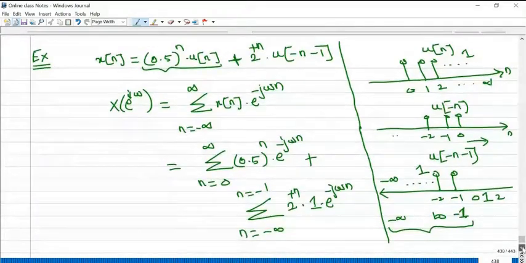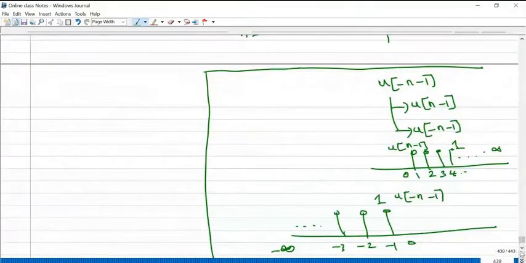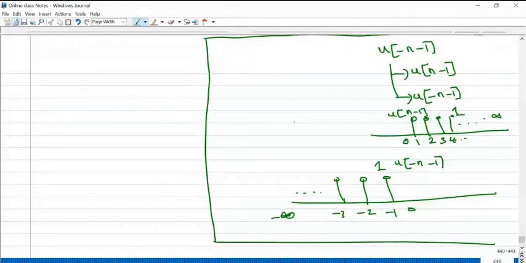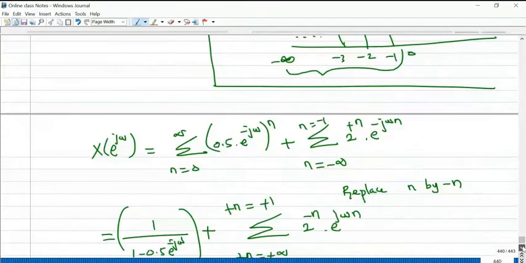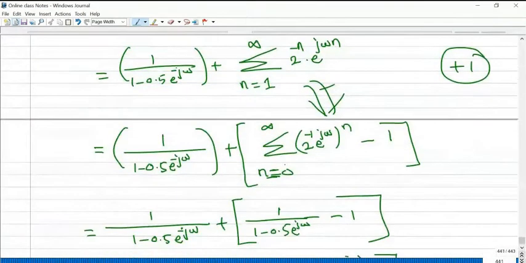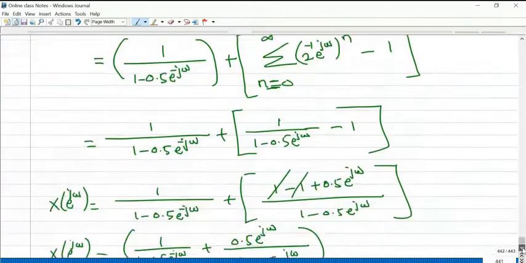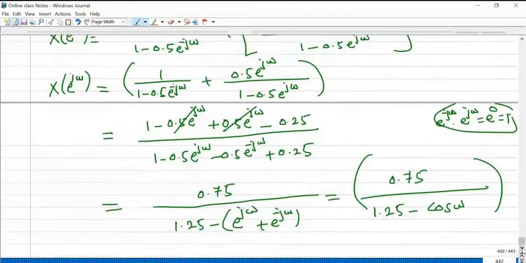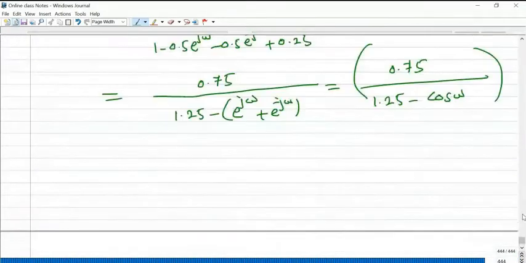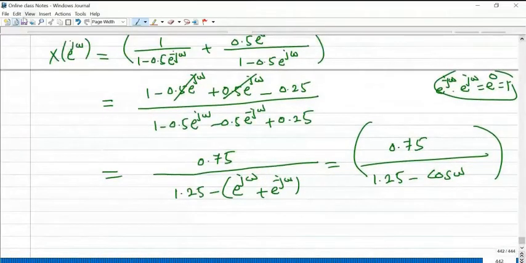So do the sketch carefully as in our unit 1 concept, so that you won't get any confusion in plotting your u of minus n minus 1. Then check your summation limits and do some modification so that you will get the standard formula, summation 0 to infinity a power n format, and reduce. Finally you will get this answer. Okay.